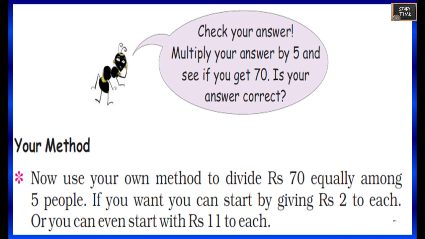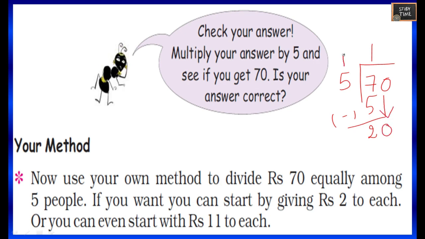Next, your method. Now, use your own method to divide rupees 70 equally among 5 people. If you want, you can start by giving 2 each or you can even start with rupees 11. The easy method is 70 divided by 5. 5 1s are 5, you will be getting 2. So you have to subtract first, then bring down the second digit.